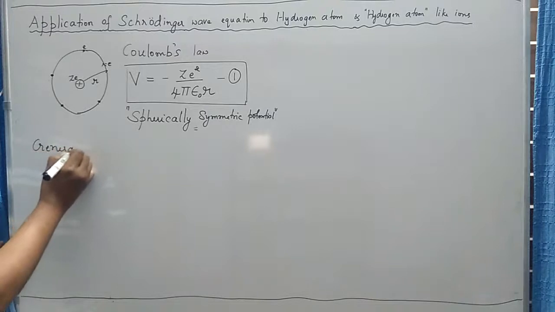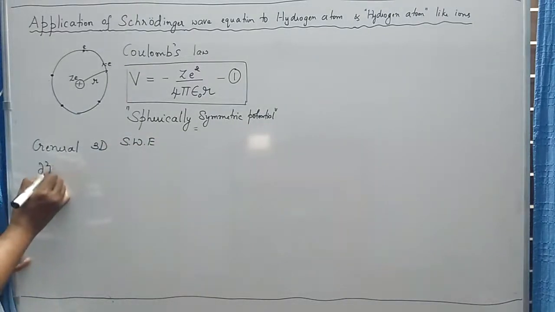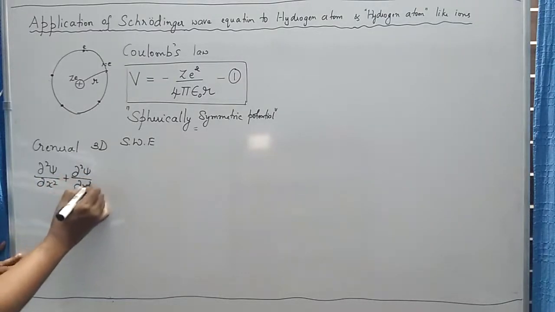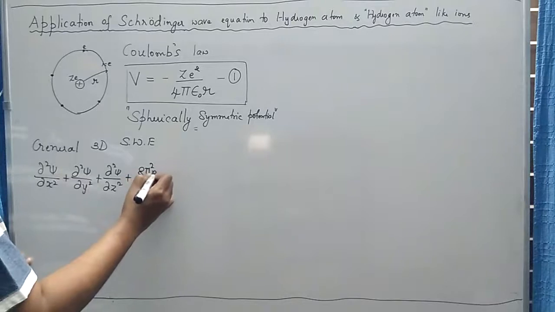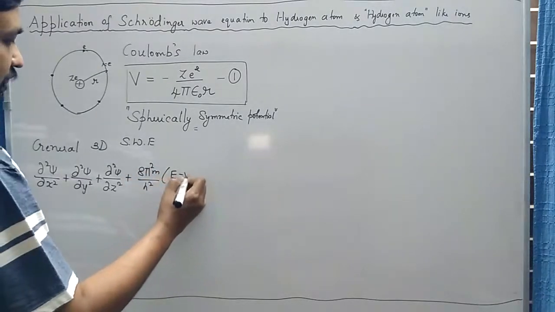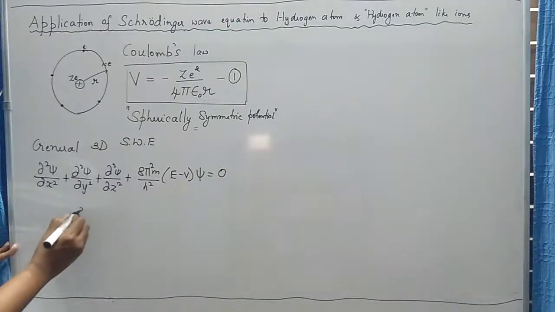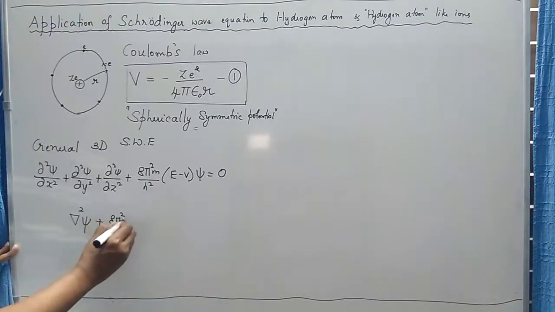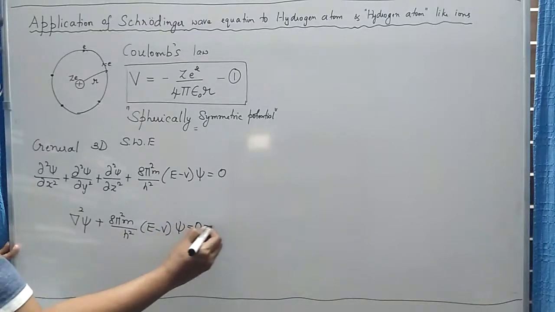So the general three-dimensional Schrodinger wave equation is, you can write like this: dou square psi by dou x square plus dou square psi by dou y square plus dou square psi by dou z square plus 8 pi square m by h square into E minus V into psi is equal to 0. This is how we wrote the Schrodinger wave equation. Now this term can also be written as del square psi plus 8 pi square m by h square into E minus V into psi is equal to 0.